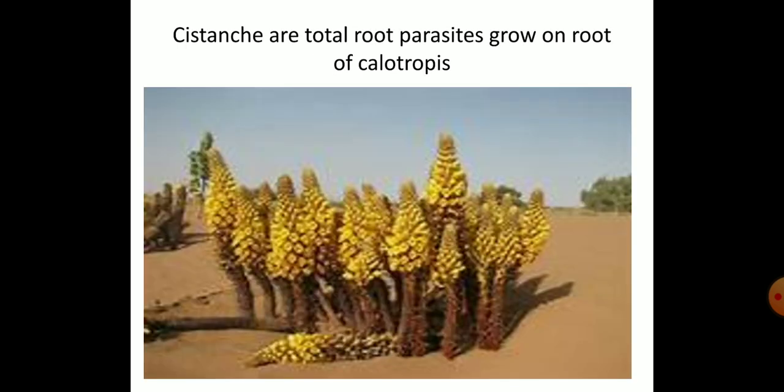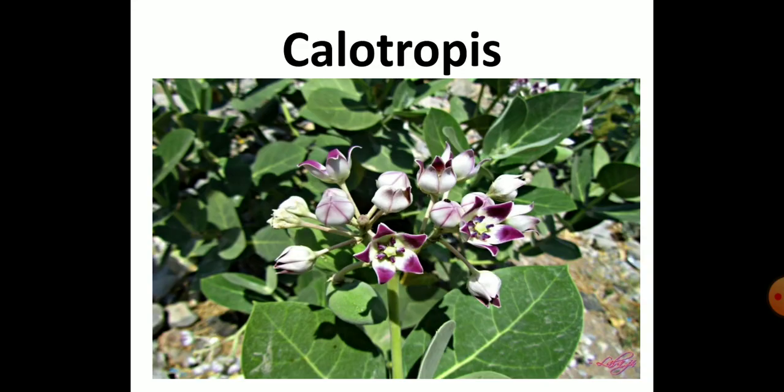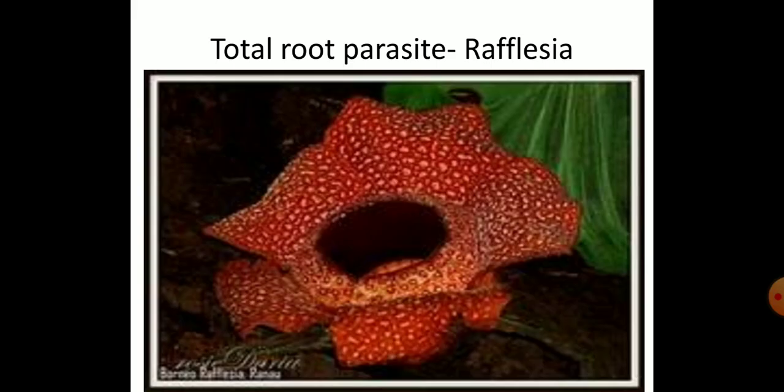Cistanche is a total root parasite and grows on the roots of Calotropis. So this is a plant of Calotropis. So Cistanche grows on the roots of the Calotropis plant. Now let us have another example of a total root parasite, Rafflesia.